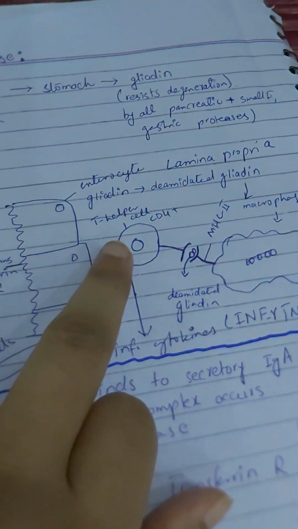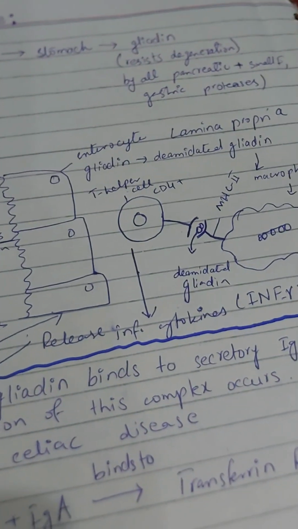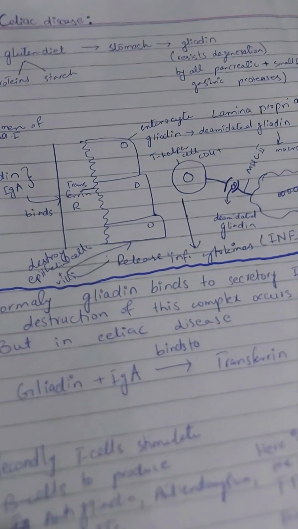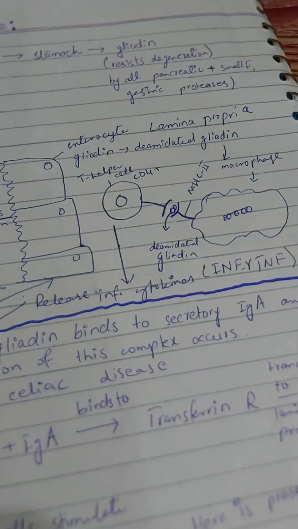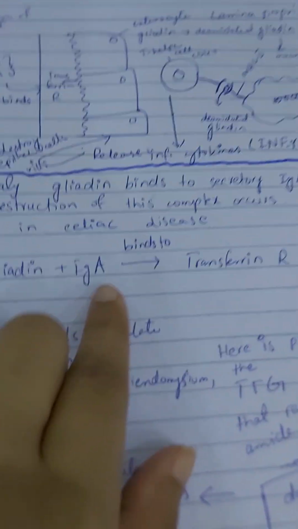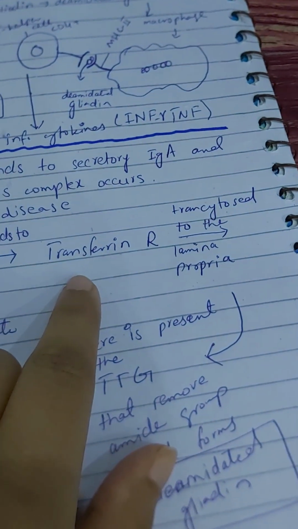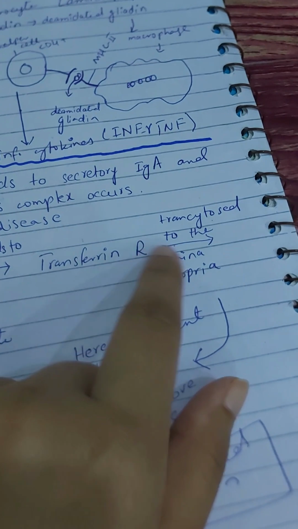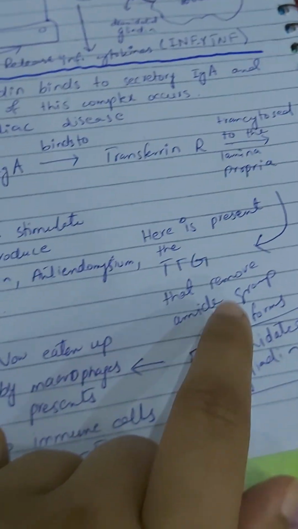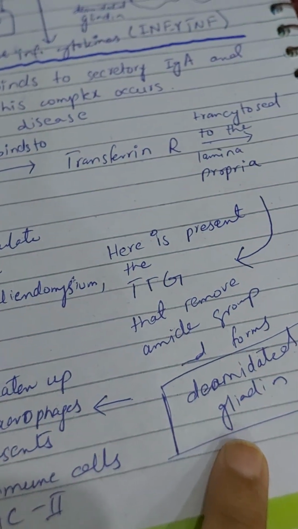Once it enters, the gliadin encounters a protein, that is the tissue transglutaminase enzyme. This tissue transglutaminase enzyme removes the amino group. I have written it in the theory as well, like this. Now gliadin and IgA bind to the transferrin receptor, and it is transcytosed to the lamina propria. Here it is present, here where the tissue transglutaminase enzyme is present.